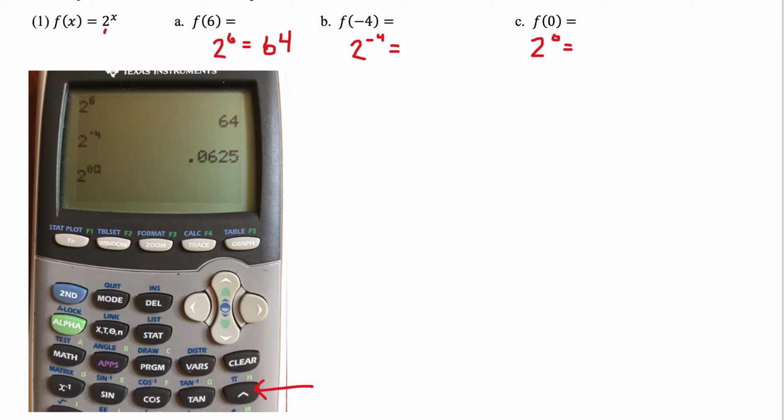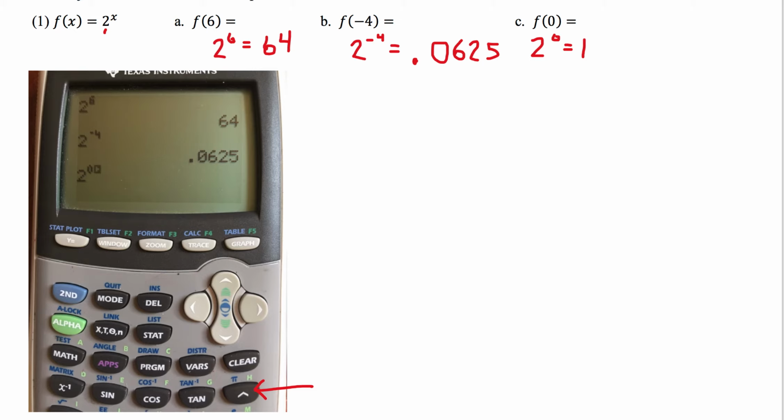For the second one, 2 to the -4, we're just going to leave these things in decimal form. So this is going to be 0.06. We could do some rounding if we wanted to, or we can just write it out either way. And then this last one, 2 to the 0, I didn't press enter yet, but when I do, I know that anything to the 0 power is going to equal 1. So that's those first 3.